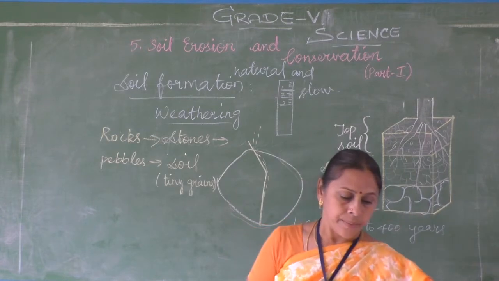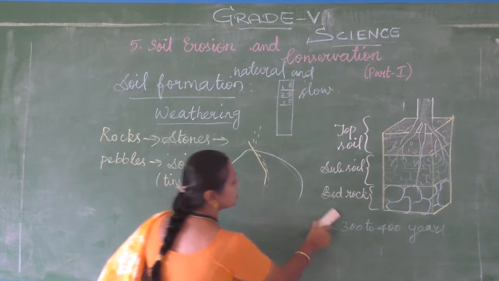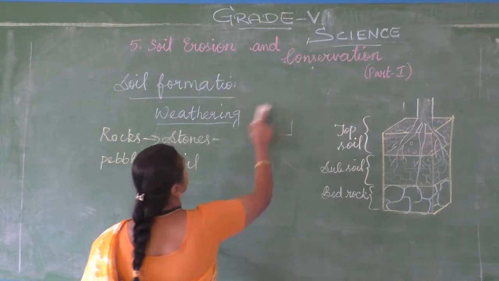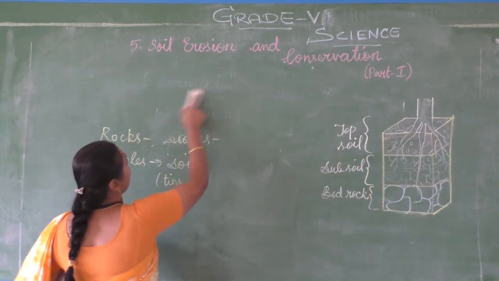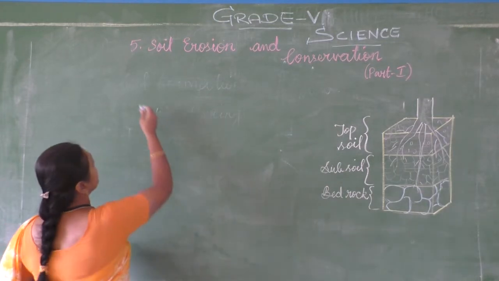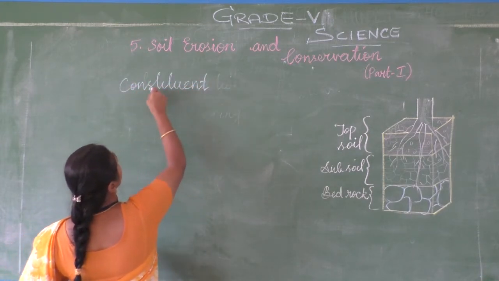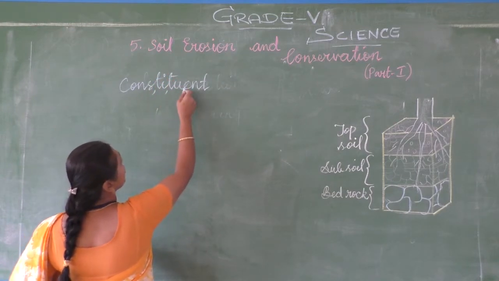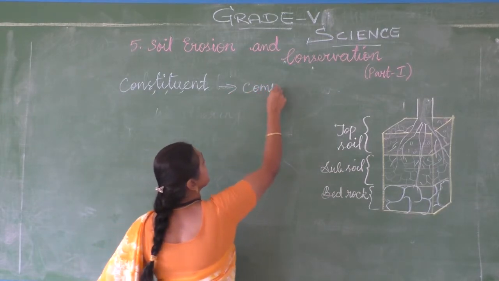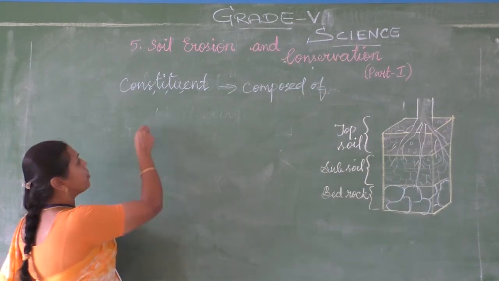Okay, next. Constituents of the soil. Next point. Constituents means what all is present in the soil. Soil is made up of what? Clay. Constituent means composed of. It is made up of. Okay. What all is it made up of?